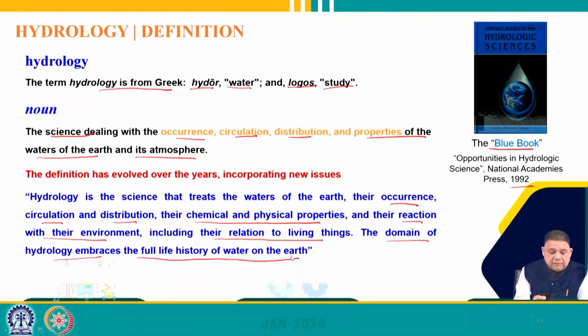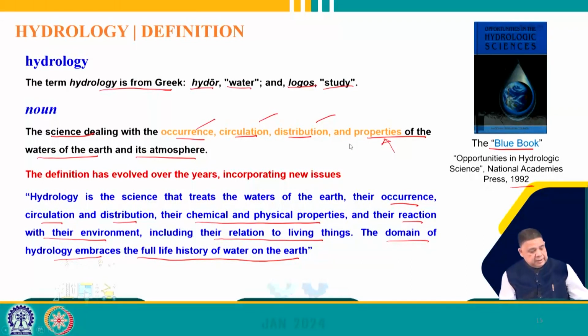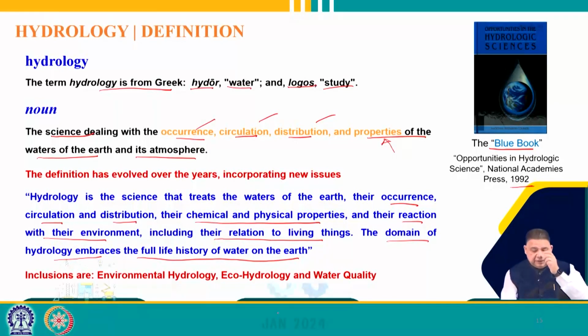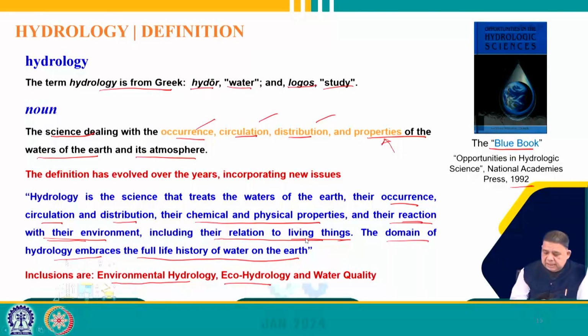So, as you can see that when we were defining hydrology earlier, we were only talking about occurrence, circulation, distribution and maybe properties, but not defining what properties. But in this definition, clearly there are three distinct inclusions. One is the environmental hydrology, that is because this definition includes the reaction of water with the environment. Then eco-hydrology, because it includes relation of water to living things, and water quality, because it talks about the chemical properties of water also. So, these three are new inclusions, and these are the new three areas which have become a part of hydrological study over the period of time.